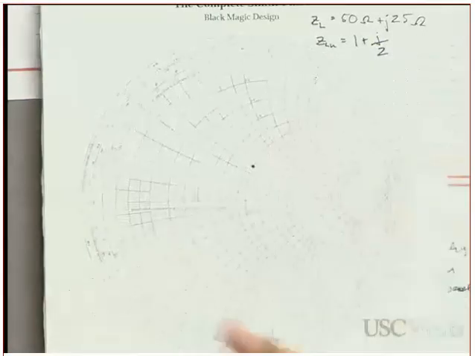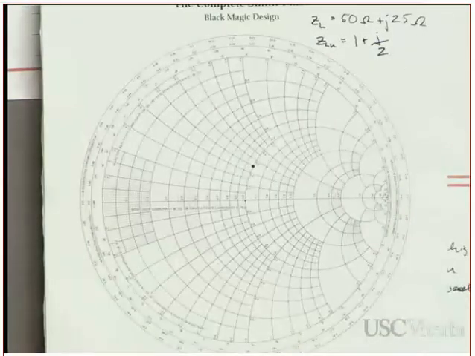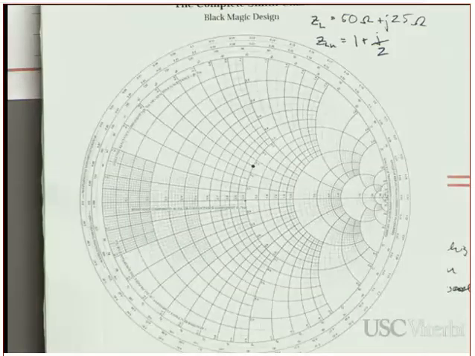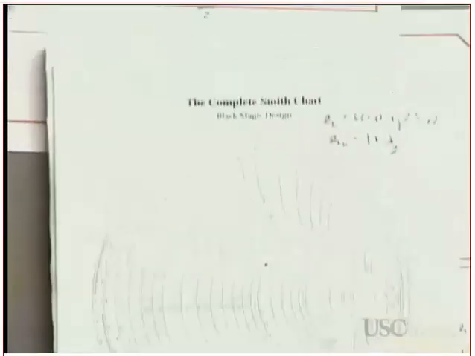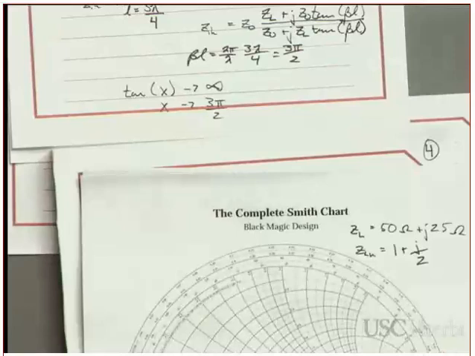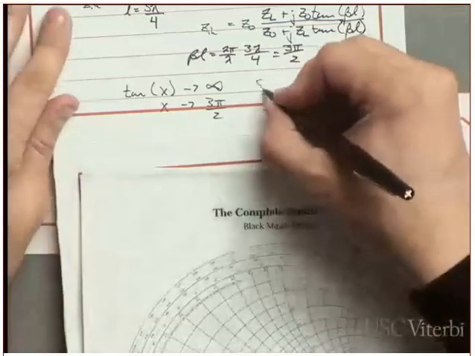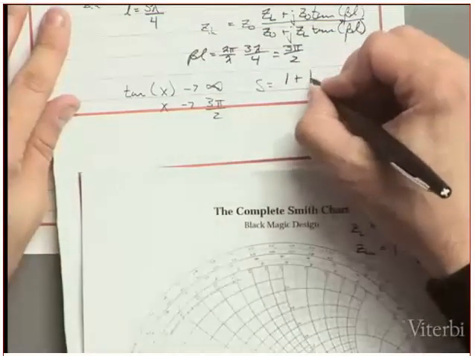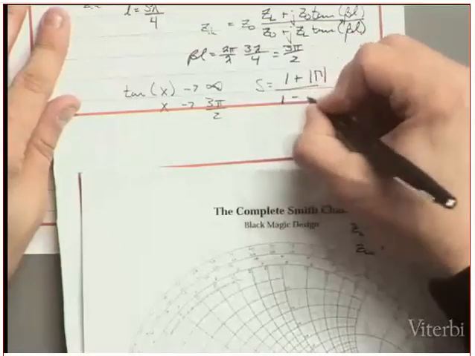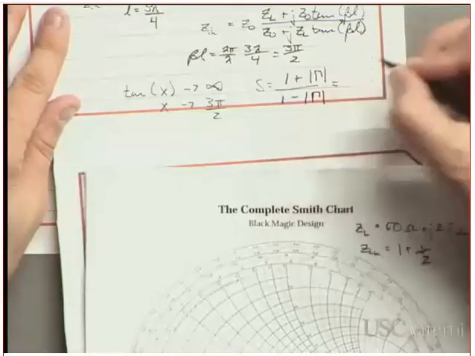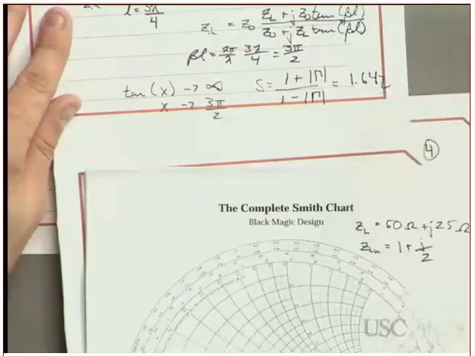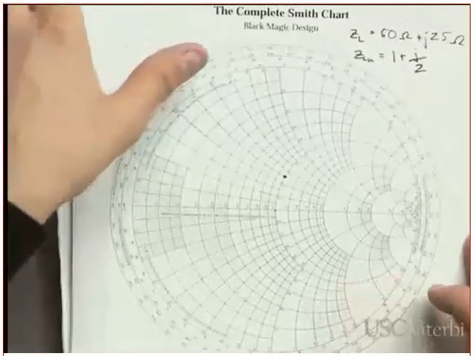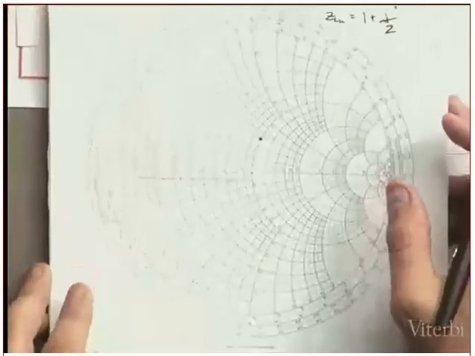Many, many things. First of all, just by plotting that point, I can now find the reflection coefficient and the standing wave ratio, which I actually forgot to do. I'm sorry. Let me just write that down really quick. Standing wave ratio, or S, is 1 plus magnitude of gamma over 1 minus magnitude of gamma. And for this case, it's 1.642. So that's the number that I'm expecting to find approximately using the Smith chart.